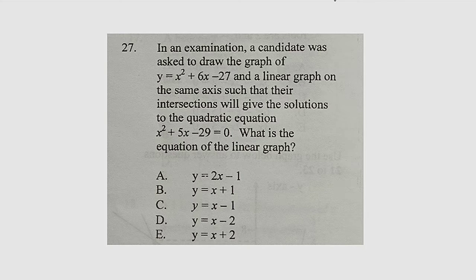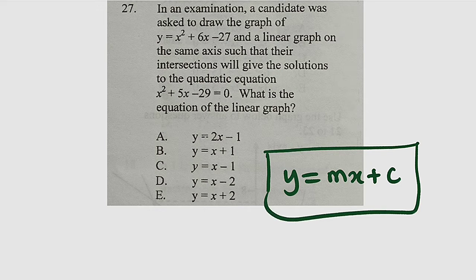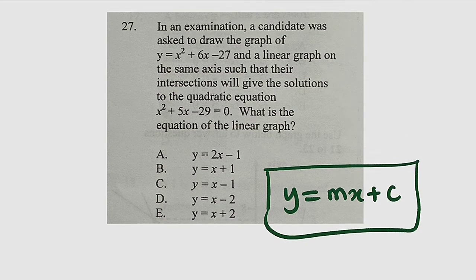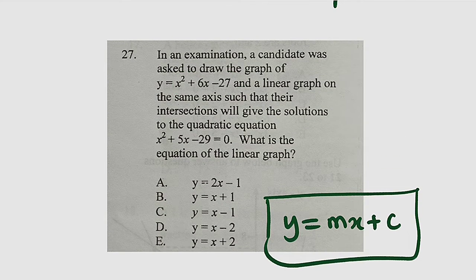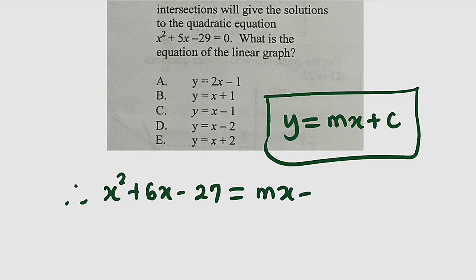All right, you know that the linear graph and this can only be intersected if we equate the right hand side of this equation by the right hand side of the linear equation, and the linear equation is given as y equal to mx plus c. This is the slope-intercept form of a linear function or equation. So now let us equate the right hand side. The right hand side of this equation is x squared plus 6x minus 27. Therefore, x squared plus 6x minus 27 is equal to mx plus c.